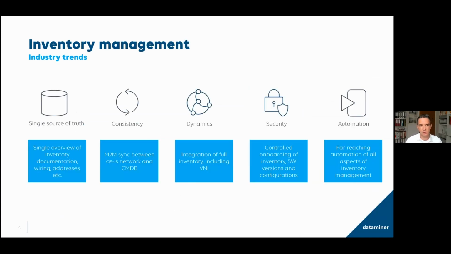Just very briefly to start with a few industry trends. When we talk about inventory management, what is required? Everybody is after a single source of truth. You want to have a single overview of your inventory, documentation, wiring, addresses, also people probably. Everything needs to be consistent. An interface between a management system that looks into the network and your CMDB database must be in sync. You don't want to do this in a manual way.